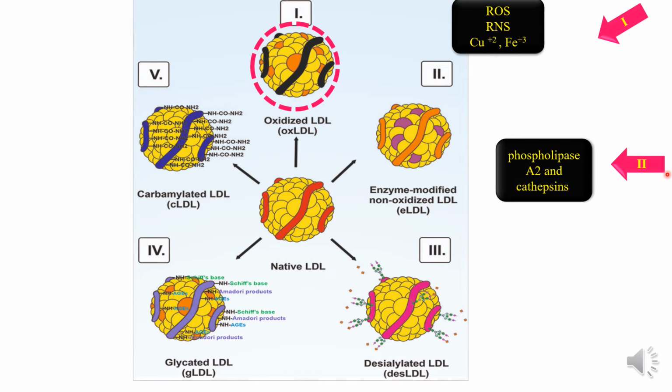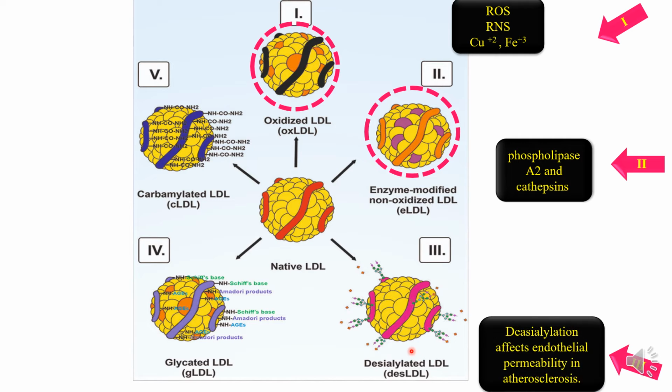The second group is the enzyme modified non-oxidized LDL. So the native LDL is modified by phospholipase A2 and/or cathepsin to form enzyme modified non-oxidized LDL. The third kind is the desialylated LDL, and the desialylated LDL affects endothelial permeability in atherosclerosis.